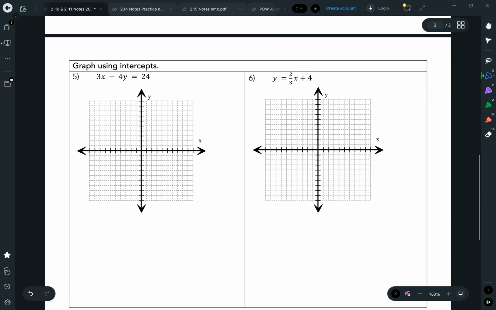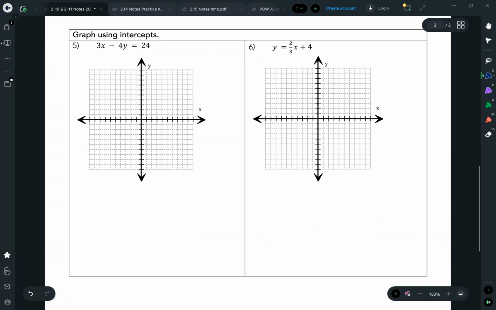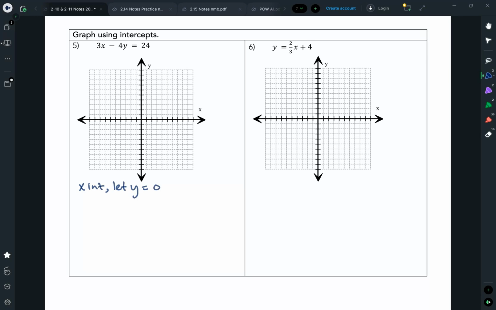So a couple more, graphing using intercepts. If I want to graph the first one with intercepts, remember if I'm finding an x-intercept, I need to let my y equal 0. So that means I have 3x minus 4 times 0 equals 24. So 4 times 0 is just 0. So we have 3x equals 24. We divide both sides by 3, and x is 8.